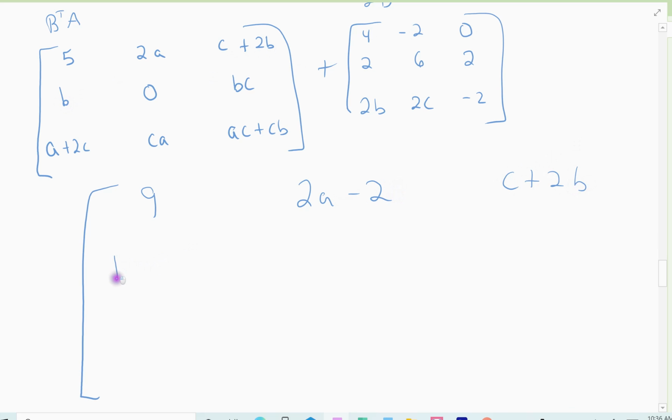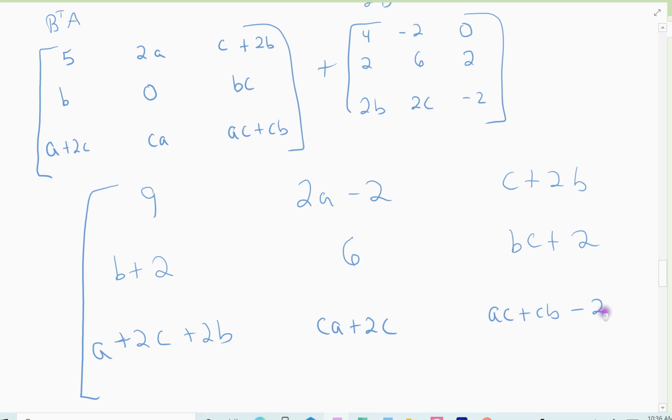Next one is B plus 2, so B plus 2. 0 plus 6 is 6, BC plus 2. Alright, the last row is the messy one. A plus 2C, plus 2B. Alright, can't add it. There are no like terms. I can't add anything together. CA plus 2C. And then the last one, AC plus CB minus 2. And there is my ugly matrix.